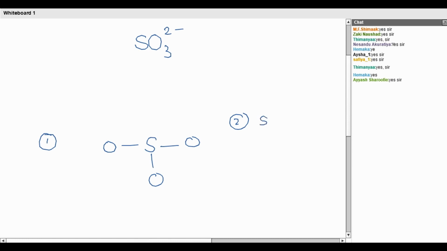So sulfur is group 6, so sulfur has 6 electrons. Oxygen is group 6 again, so it has 6 electrons. There are 3 oxygens, so 6 times 3 is 18. Overall, there are 18 electrons in the valence shell. Why do we consider only the valence shell? Because that is the shell which takes part in bonding. So we only concentrate on the electron arrangement in the outermost shell.